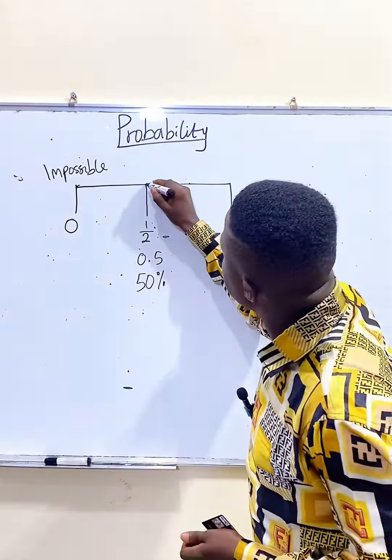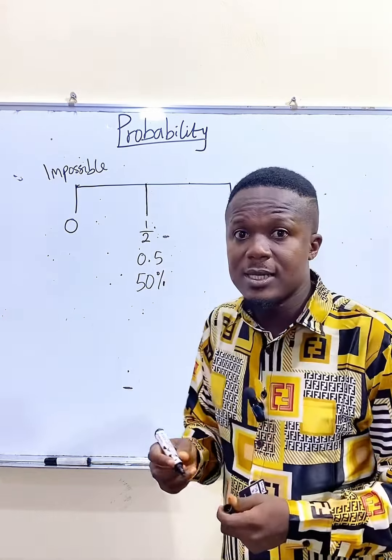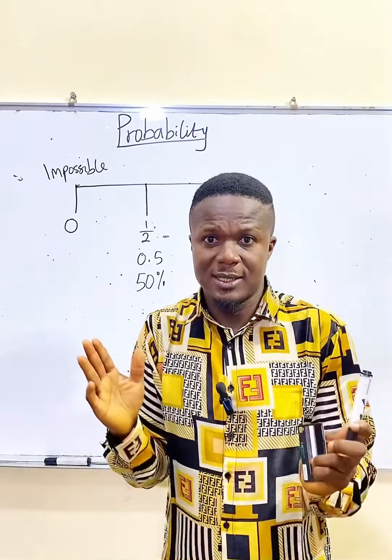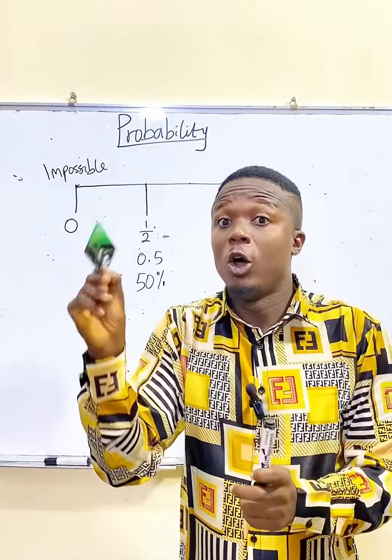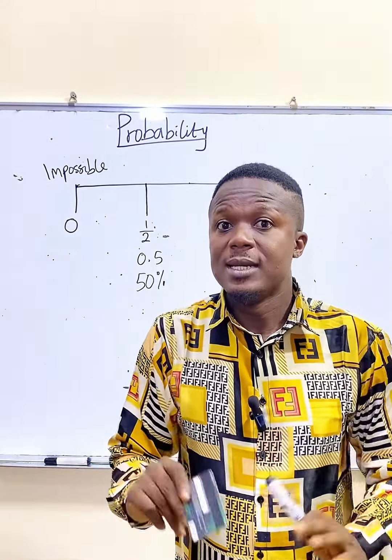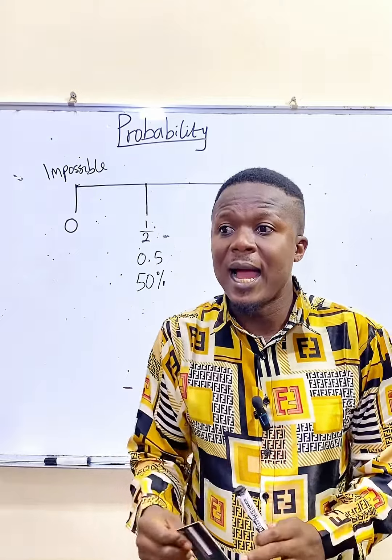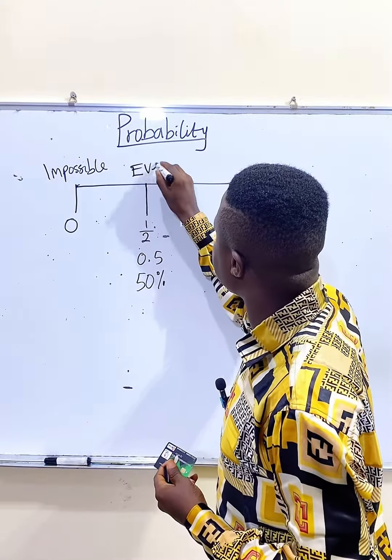Then an event has a 50% or 1 over 2 or 0.5 probability when there is a 50-50 chance. Okay? Like throwing of this. It can land here or land at this point here. Or when you are throwing a coin. Okay? These kinds of events are even events. We can say that they are even events.